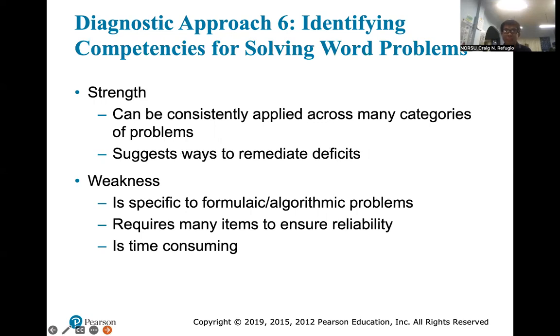Diagnostic approach number 6, identifying competencies for solving word problems. The strength: it can be consistently applied across many categories of problems, and suggests ways to remediate deficits. Weakness: it is specific to formulating, or in terms of algorithmic problems. It requires many items to ensure reliability, and it is time consuming.